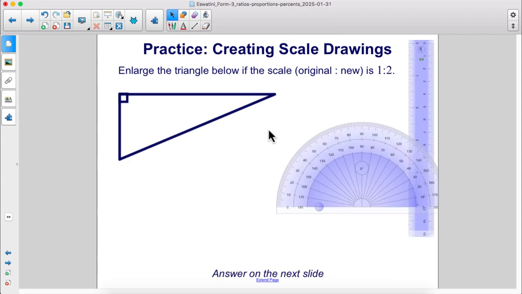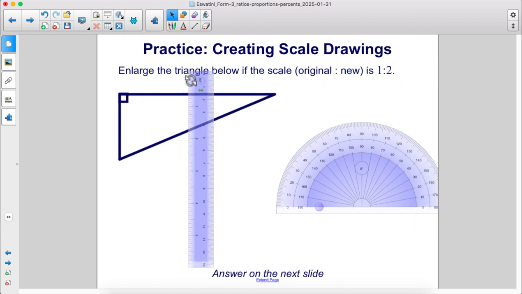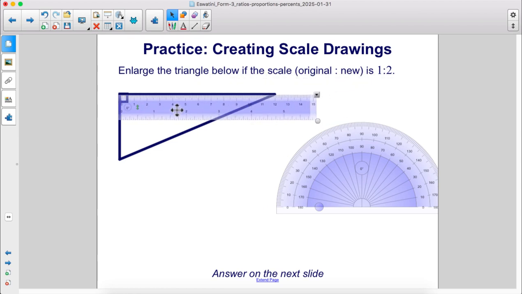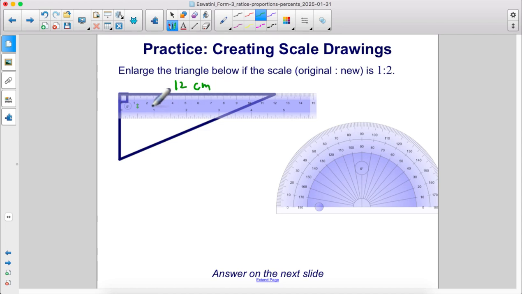Enlarge the triangle below if the scale is 1 to 2. Alright, so I'm going to take my ruler and flip it this way. Now the original is 12 centimeters long, which means this side, I'm going to label it 12 centimeters. It's going to become 24, right? So if the scale is 1 to 2, that would mean if the original was 1, then what is going to be the final length? Cross multiply, and we get 24 centimeters.